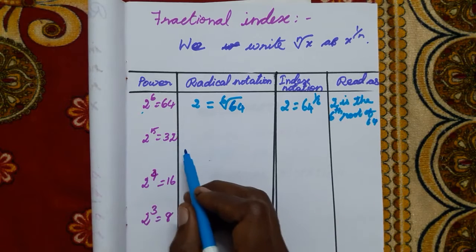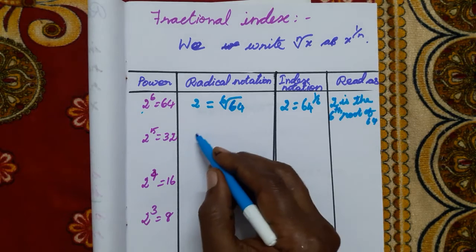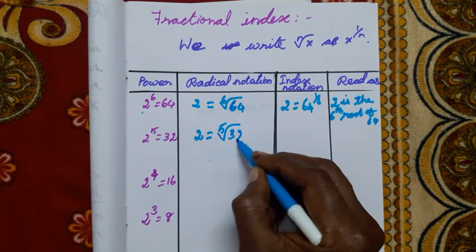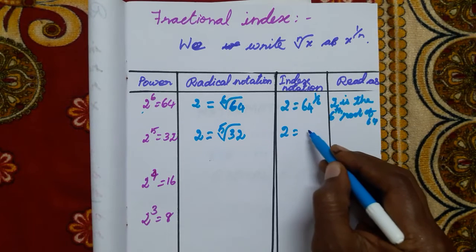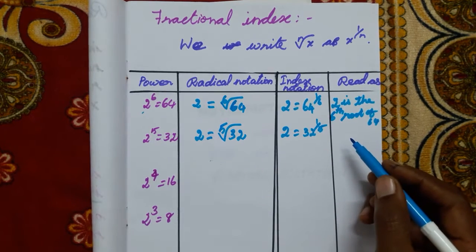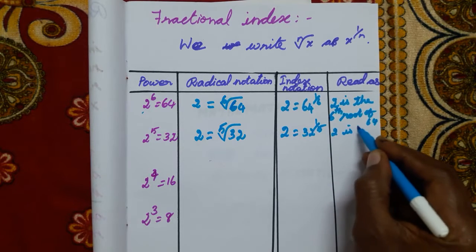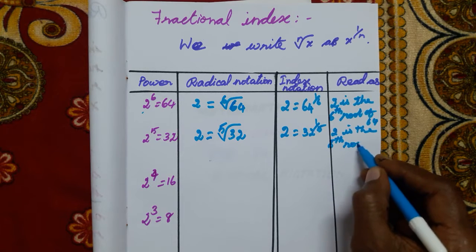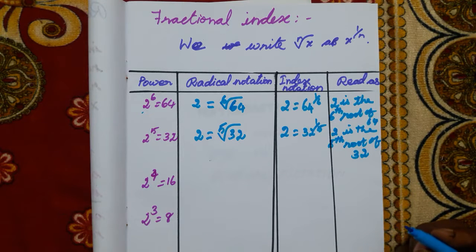Next one. 2 power 5 is equal to 32. How can we write this in radical notation? 2 is equal to the 5th root of 32. Index notation: 2 is equal to 32 power 1 by 5. How can we read this? 2 is the 5th root of 32.